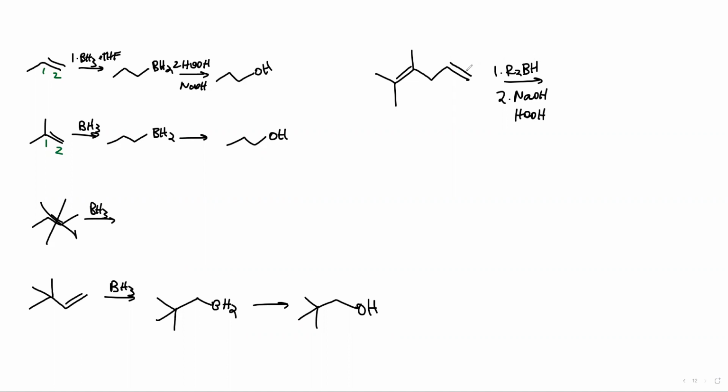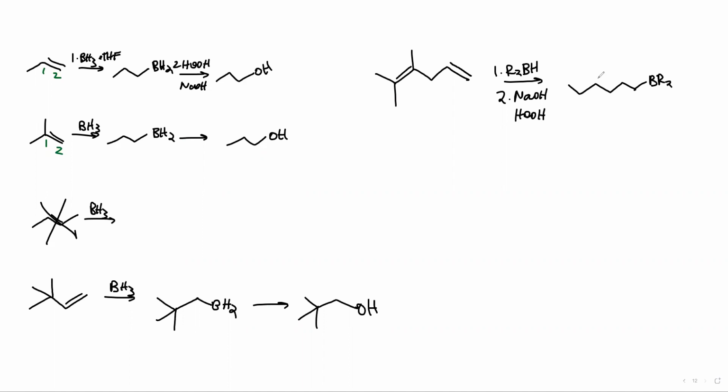So if borane is going to go anywhere, it can go here, here, here, or here. Which spot has more clearance for that huge boron? That circle is supposed to be boron. The spot is going to be the terminal end. And so hydroboration oxidations have a big preference for terminal, or as less substituted as possible, positions.